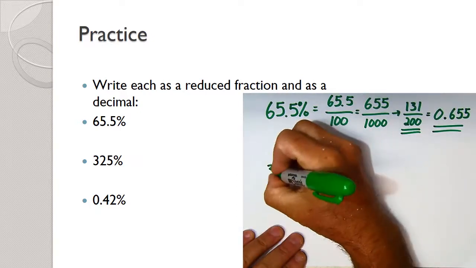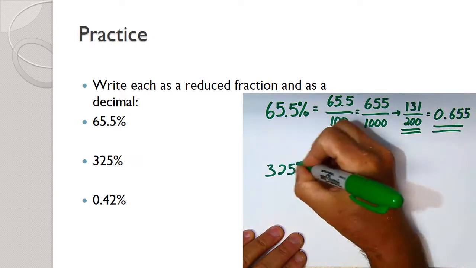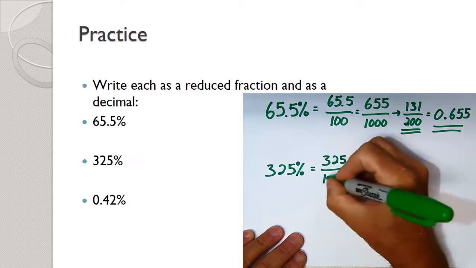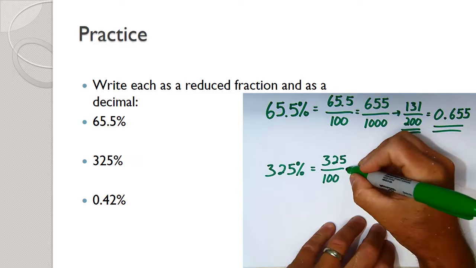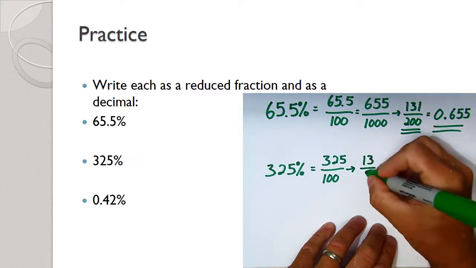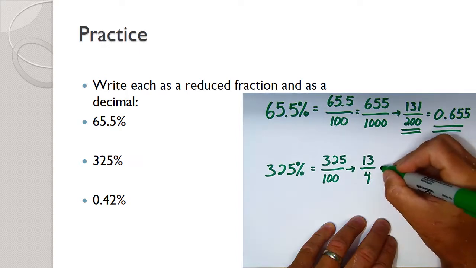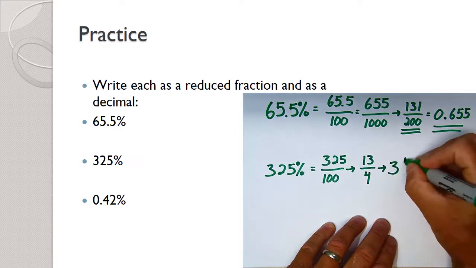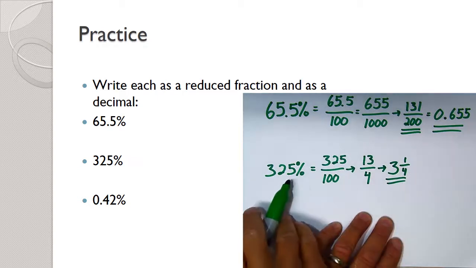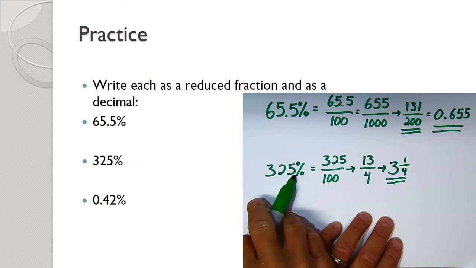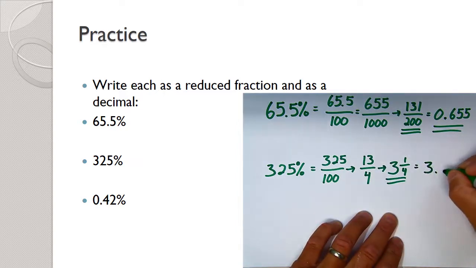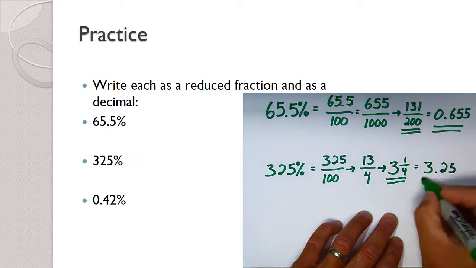Our next one, 325%. That's the same as 325 per 100. Those both divide by 25, and we get 13 over 4. But that's the same as 3 1/4. So there's our equivalent fraction. And no surprise, if we would have taken our original decimal and moved it 2 places to the left, we'd have 3.25, which is of course equal to 3 1/4.